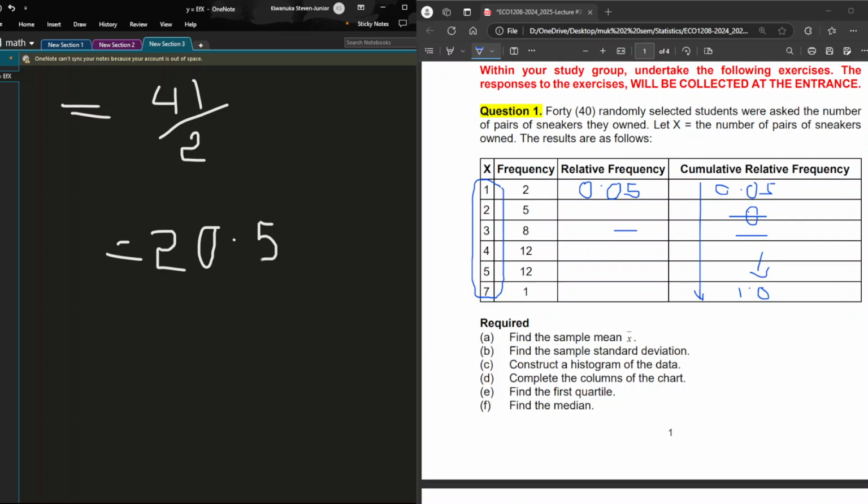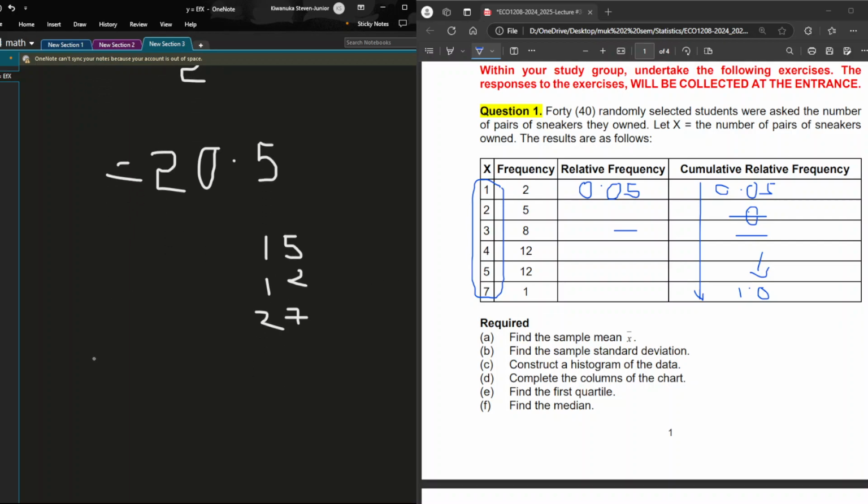20.5. Does that mean the 20th and 21st values? The 20th and 21st are the median. So when we add this plus this, 15 plus now 12, that is 27. So it falls in between this and this, making our x value to be 4, because we are not looking at frequencies, but the value is here.